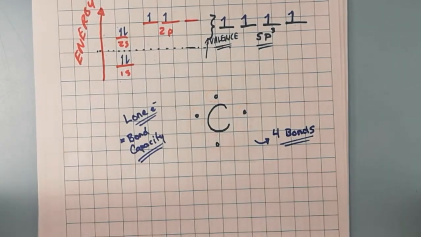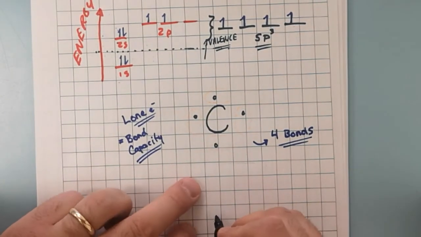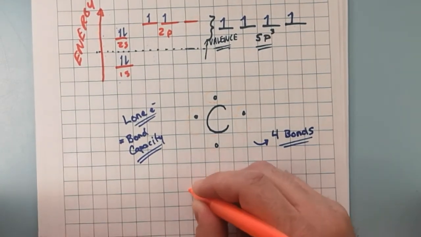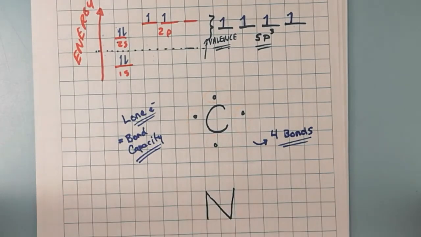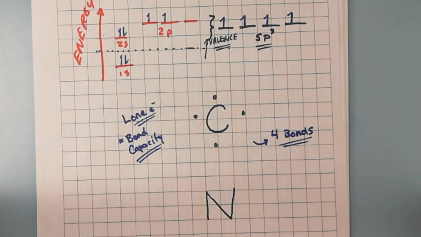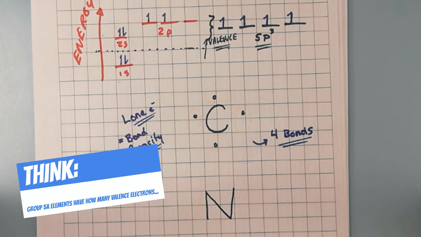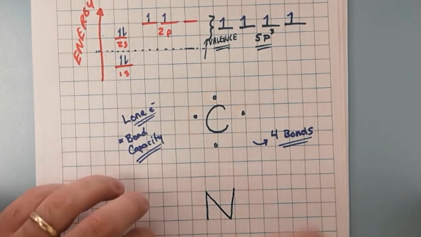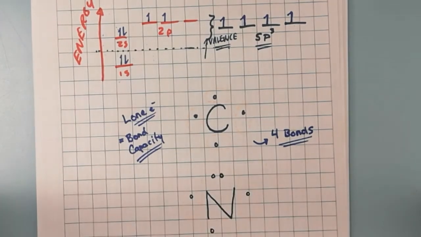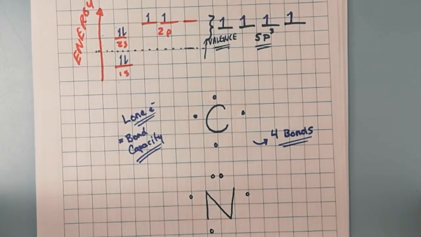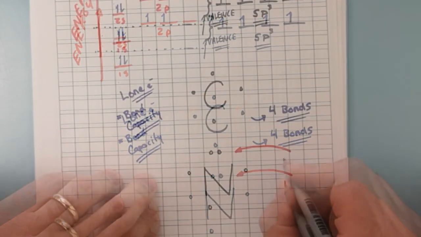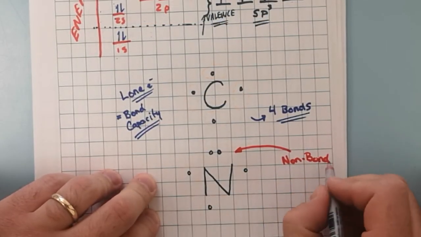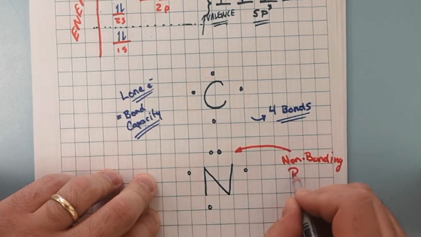Let's draw nitrogen. Nitrogen is in group 5A. How many valence electrons will nitrogen have? If you said 5, because it's in group 5, you're correct. Now, something you're going to notice here, this is what's called a non-bonding pair.